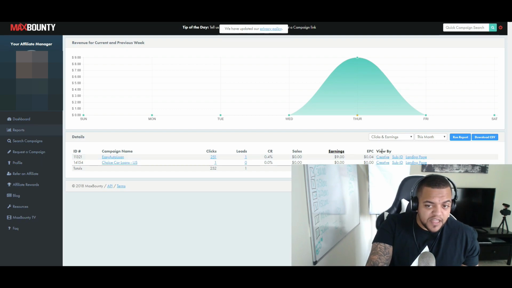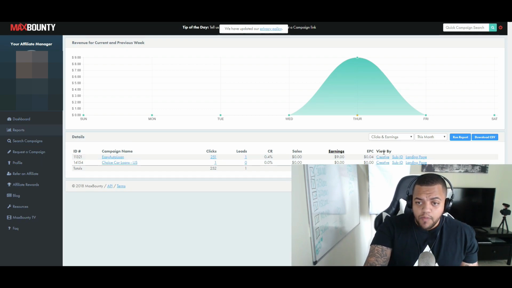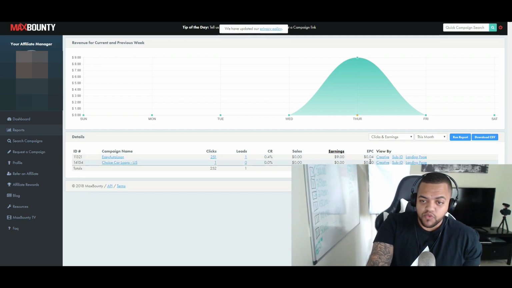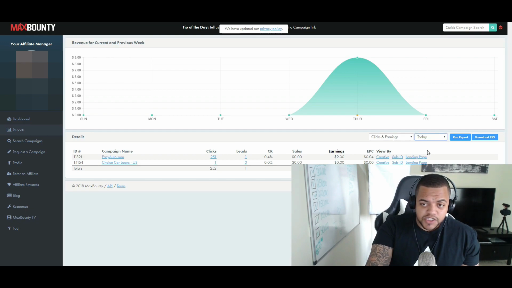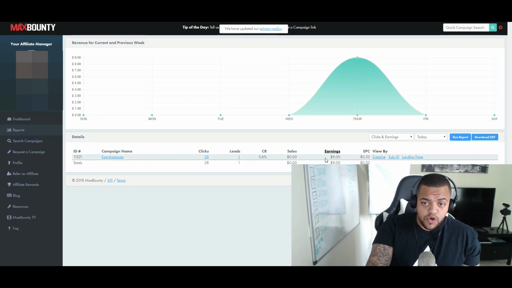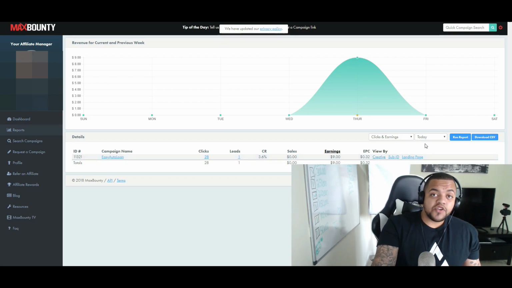So my EPC for this offer is actually 0.04. The overall network EPC of this offer was roughly 2 cents. I still don't pay any attention to that, by the way. Now let's actually just do today. Run report. So the conversion rate today is a 32 cent EPC, but I need to let you guys know I made changes to this campaign.